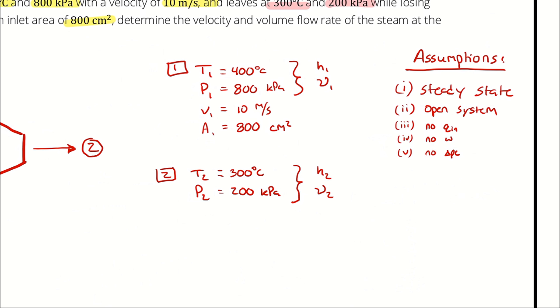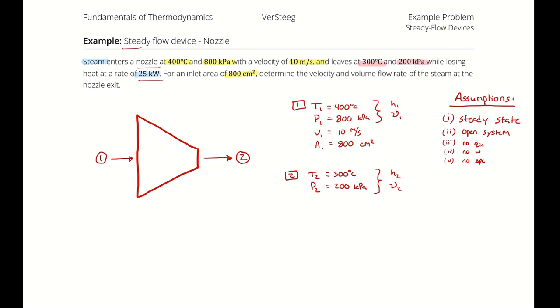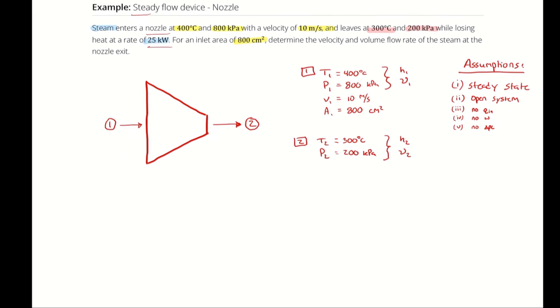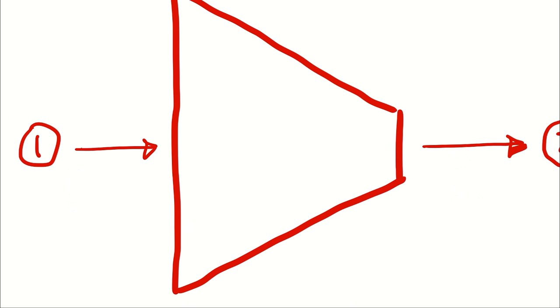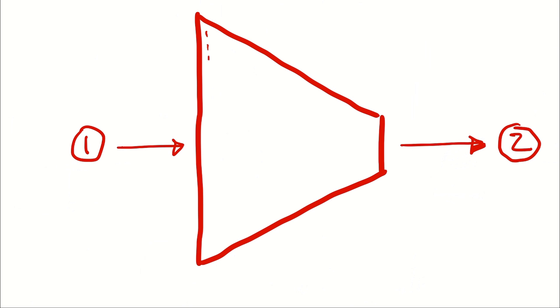So we have state one properties, state two properties. We've started some assumptions. Now let's set up an energy balance. The energy balance will allow us to relate the change in enthalpy to the change in kinetic energy. Let's start with our energy balance. My energy balance has to be performed on something. I'm defining my system as a control volume here instead of a control mass because I'm accounting for mass crossing my boundary.